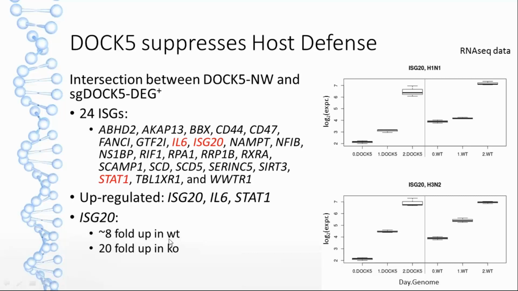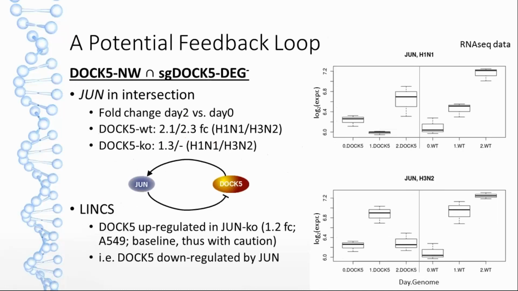Actually, so 8-fold upregulated in wild type, and up to 20-fold up in the knockout. So apparently DOC5 suppresses in particular ISG20. This is one message that we found out. Another thing is, and this is of course speculative, but nevertheless it was rather interesting.